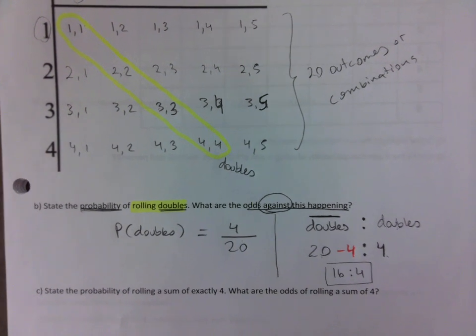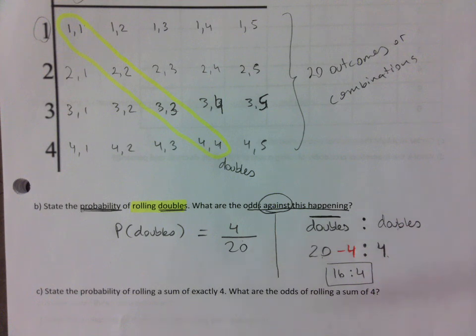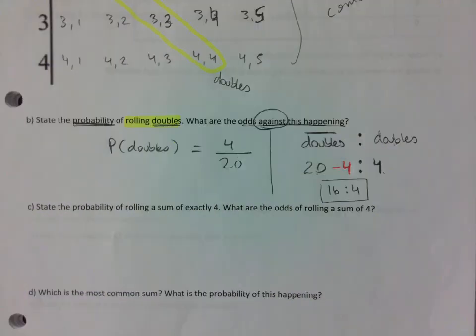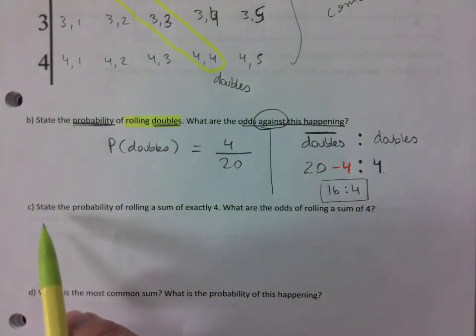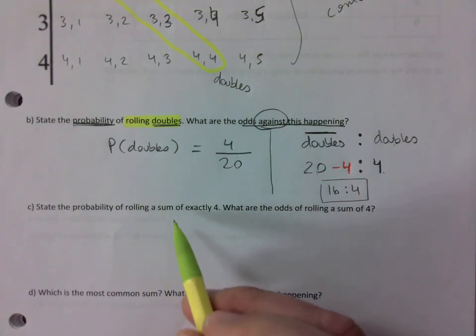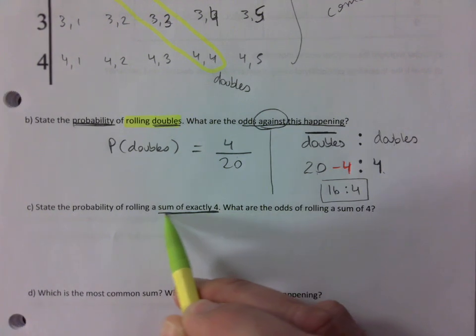Right. Could you answer C and D based on what I just did? Let's give it a try. Let's give it a minute or two. Can you answer C and D based on our outcome table? Okay, give it a try. State the probability of rolling a sum of exactly 4.